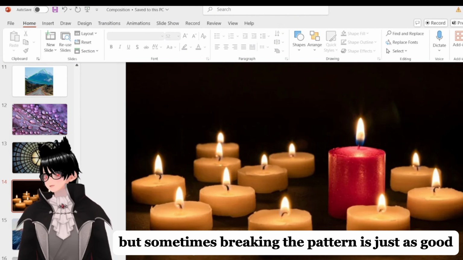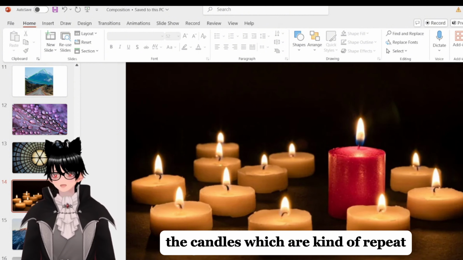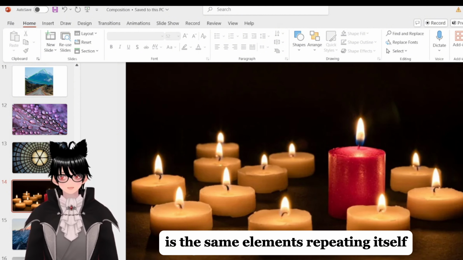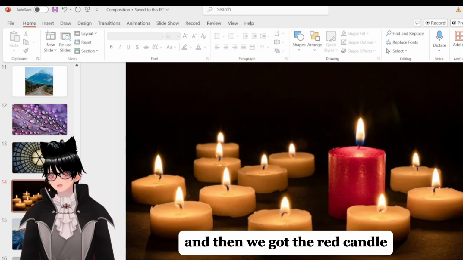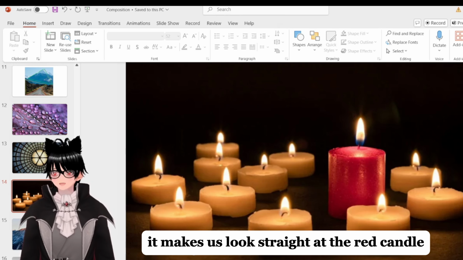But sometimes breaking the pattern is just as good. So as you can see, the candles are the same element repeating itself, and then we've got the red candle. By breaking that pattern, it makes us look straight at the red candle.